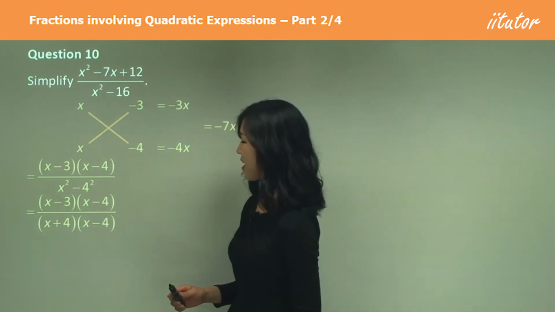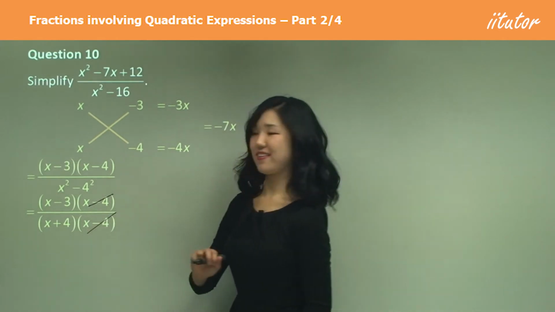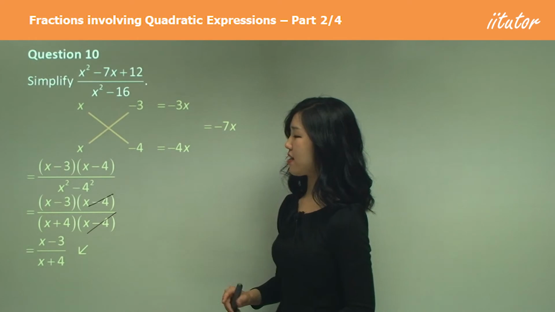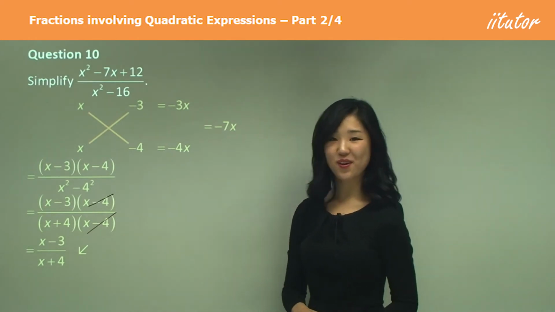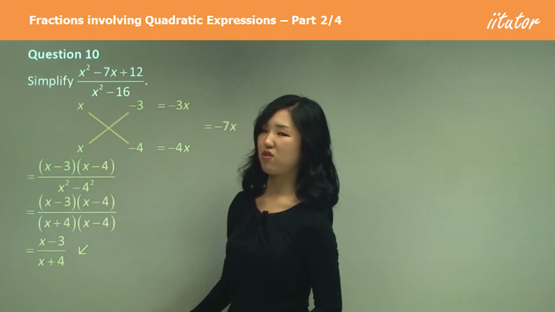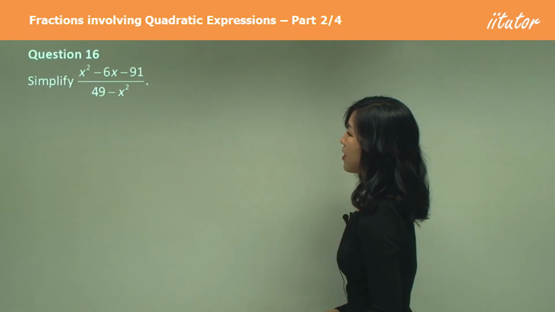So now we can start seeing if we can cancel anything out, and you can see that x minus 4 is common. So this is the favorite part. So cross them out, we've just got x minus 3 over x plus 4 left. Okay, so it's pretty much the same thing, but you just need to do a little bit more factorizations of quadratics. Okay, let's go for it again.